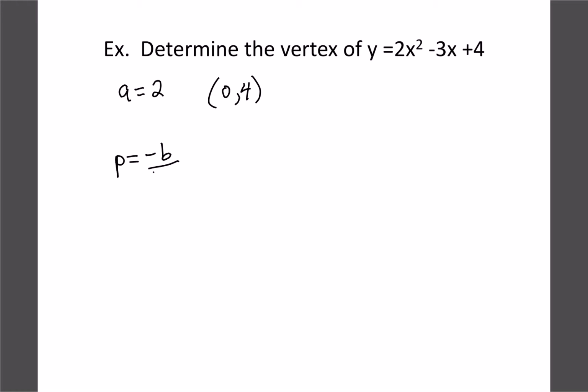So that's negative b over 2a. In this case, negative b would be the negative of negative 3, which is positive 3. 2 times 2 would give us 4. So we end up with a p of 3/4.